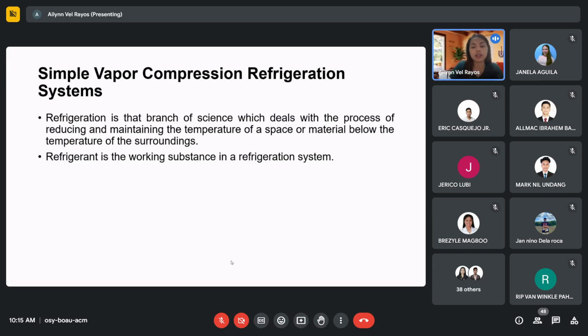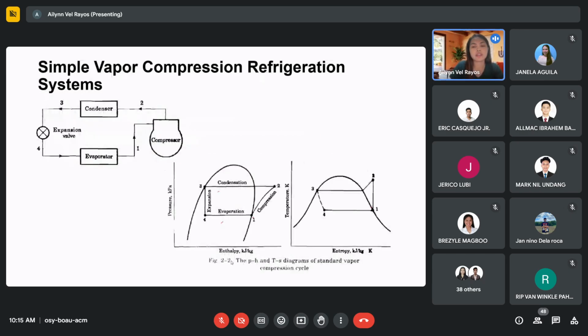Next, we already discussed this in the introduction. I introduced the processes under this vapor compression cycle. The process starts in the compressor, where the refrigerant is compressed.